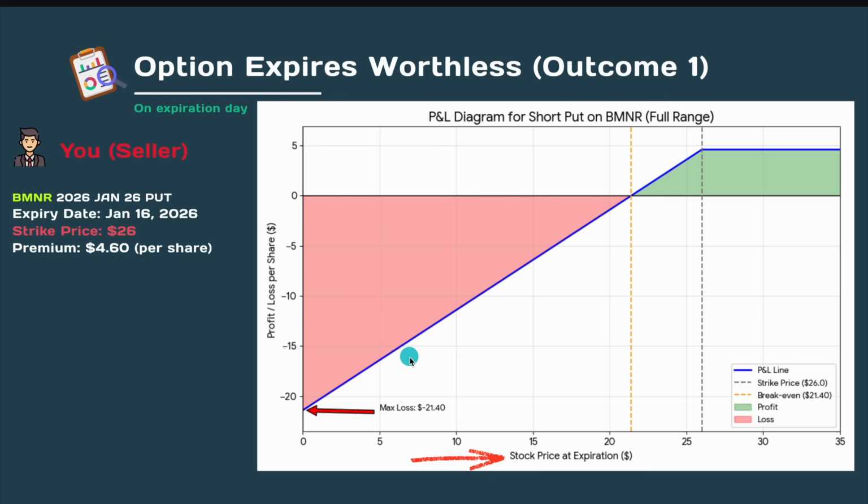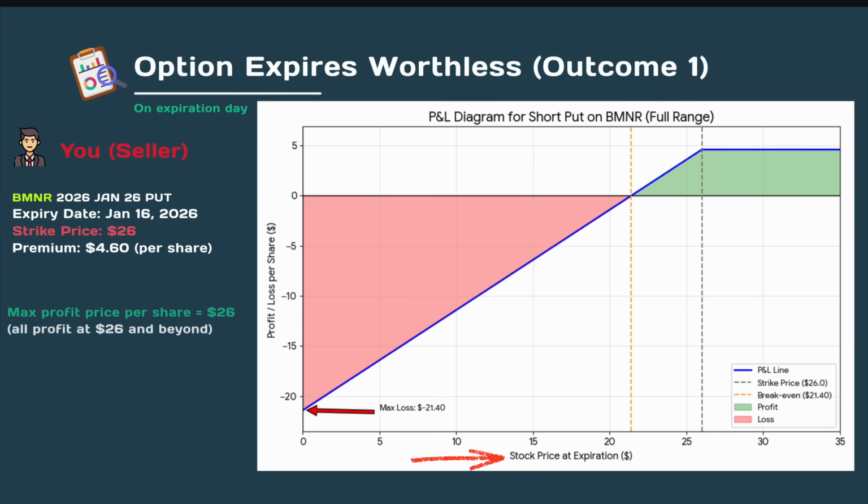The x-axis stands for the price of the stock at expiration, and the y-axis stands for the profit and loss per share at expiration. You can quickly see at a glance, anytime it's green, you know that as a seller, you're going to be in the profit zone. And anytime it's red, you know that you're losing money. So this is going to be the P&L diagram for the options on BMNR that we just sold.